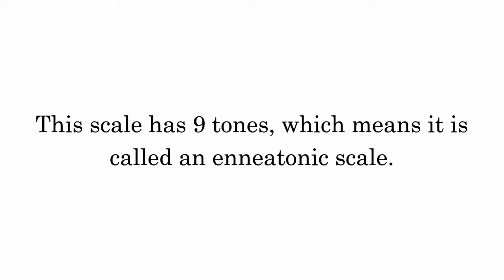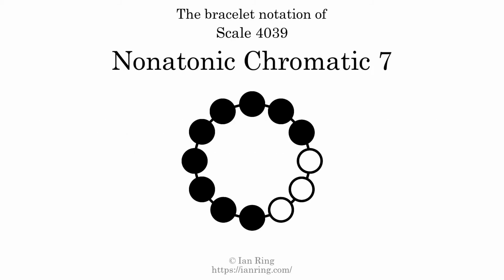This scale has 9 tones, which means it is called an enneatonic scale. This is a bracelet notation diagram of scale 4039. The shaded circles represent tones that appear in the scale, and they are read clockwise, starting at the top.